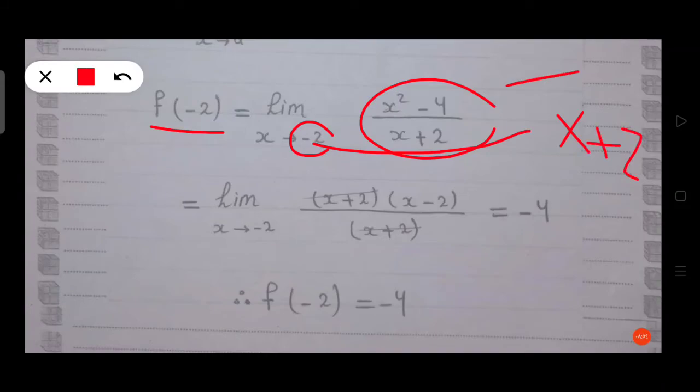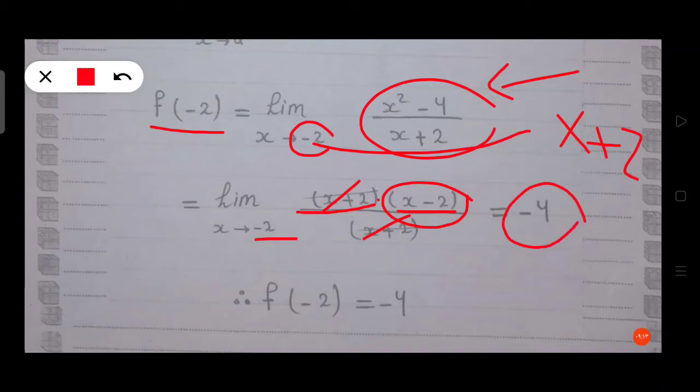So using analysis, x squared minus 4 gives x plus 2 times x minus 2. We can cancel x plus 2 with x plus 2. Now we have x minus 2 at x equal negative 2, which is negative 2 minus 2, equal negative 4. We can say that f of negative 2 is equal to negative 4.